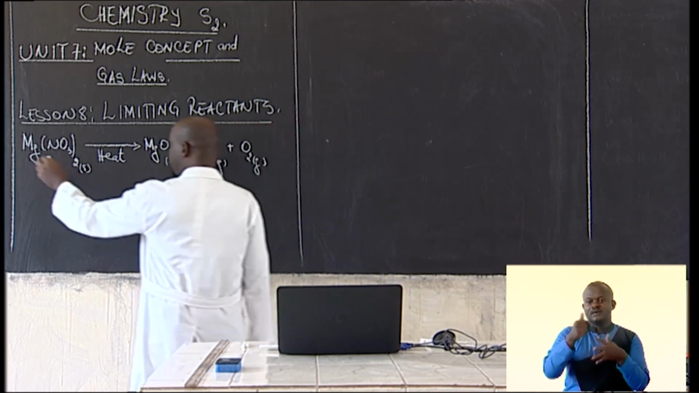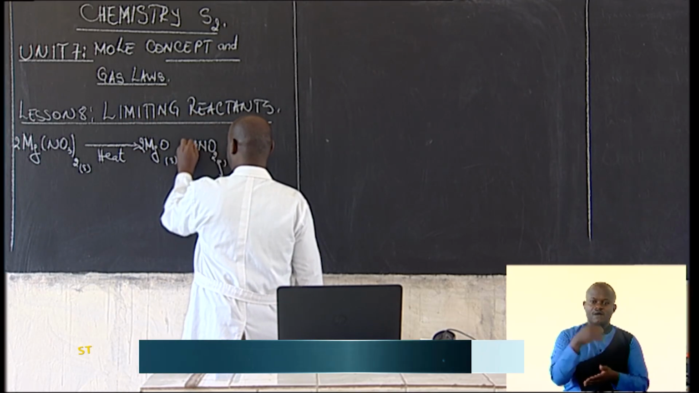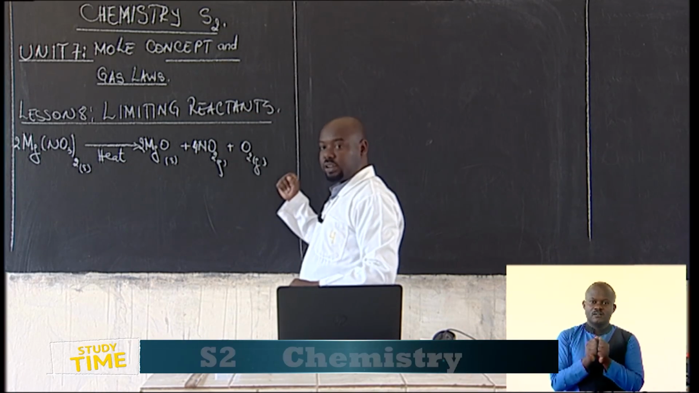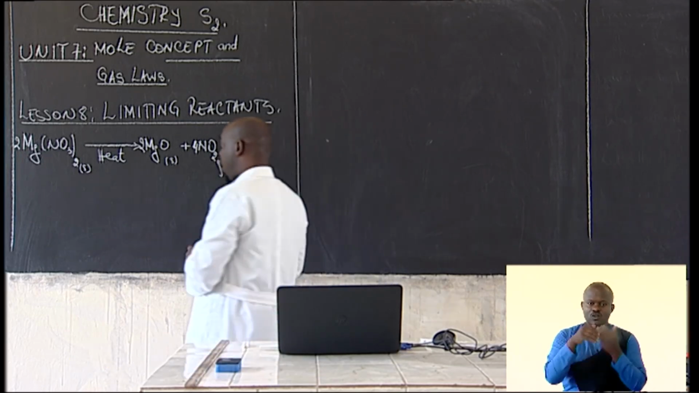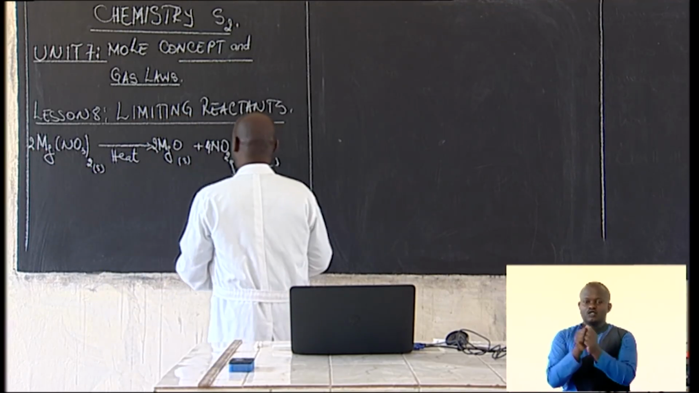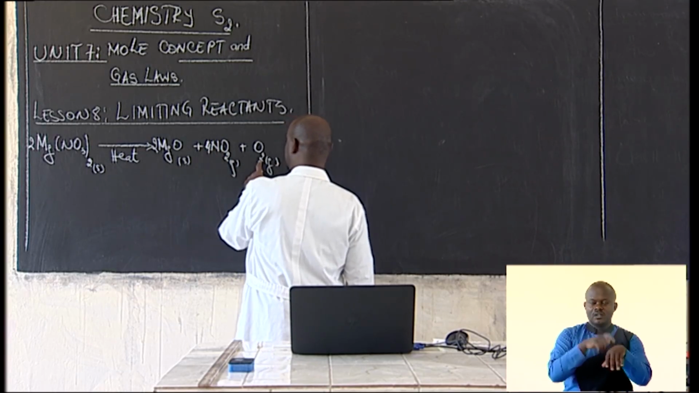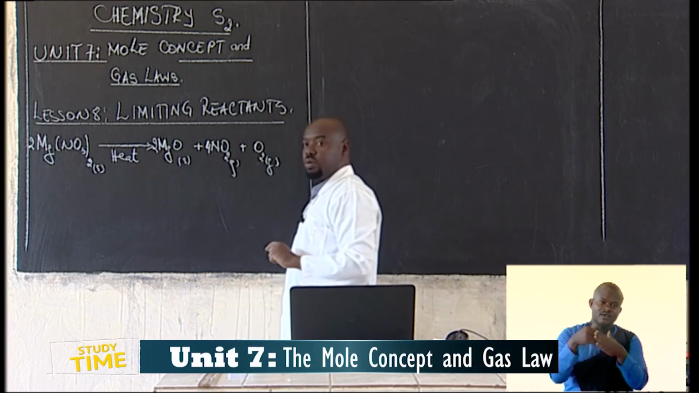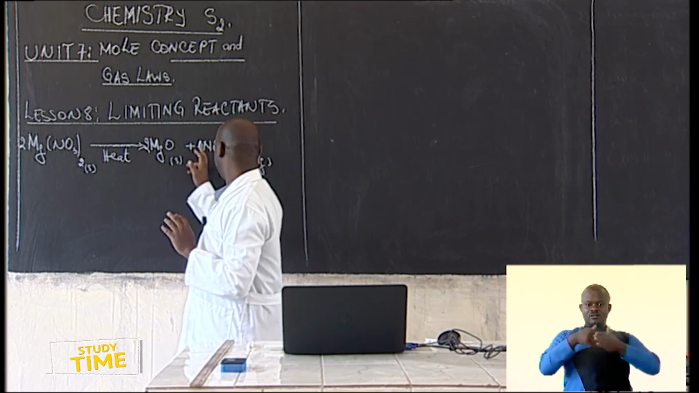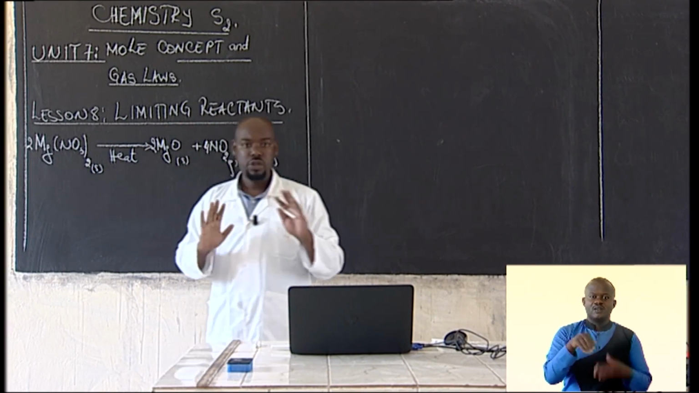Balancing this one, we use 2 here, 2, and here we have 4, and 1 mole of oxygen gas. So you can count how many oxygen atoms we have. 3 times 2, that is 6, times 2, that is 12. And here we have 2 plus 4 times 2, that is 8, plus 2, that is 10, and here we have 2, making it 12. So the oxygen atoms are balanced. For nitrogen atoms, we have 4 here, and here we have 2 times 2, that is 4. Magnesium, we have 2, and we have 2. So our equation is balanced.